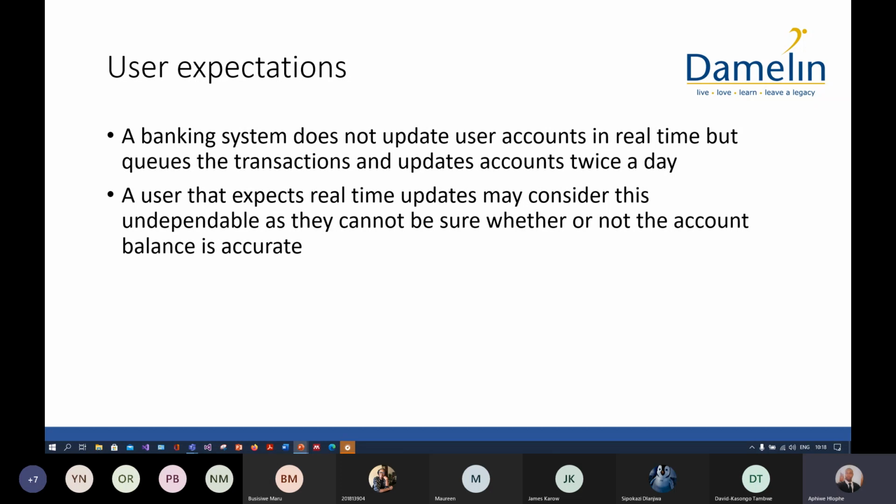As you can see here in terms of this slide, user expectations matter. Take a banking system that does not update user accounts in real time, but queues the transactions and updates accounts twice a day. A user that expects real-time updates may consider this undependable, as they cannot be sure whether or not the account balance is accurate. So people are very judgmental based on their own personal views.